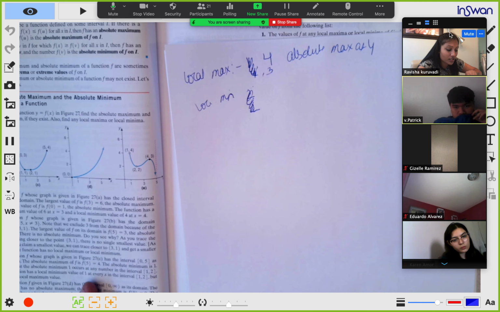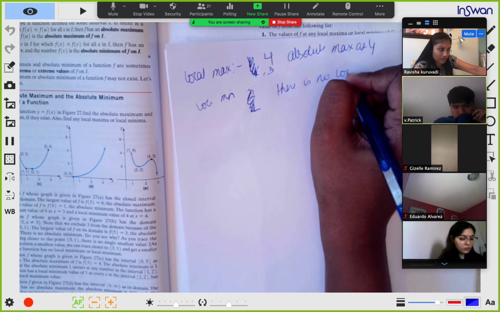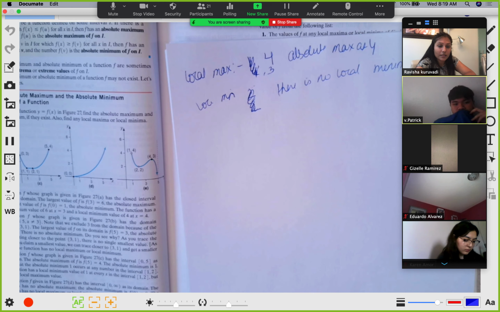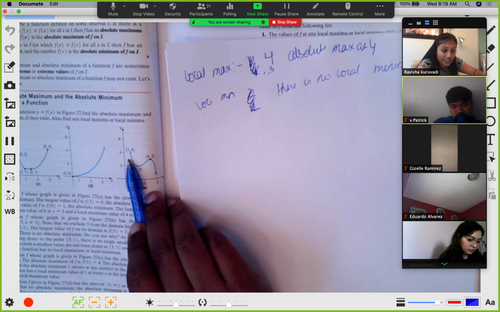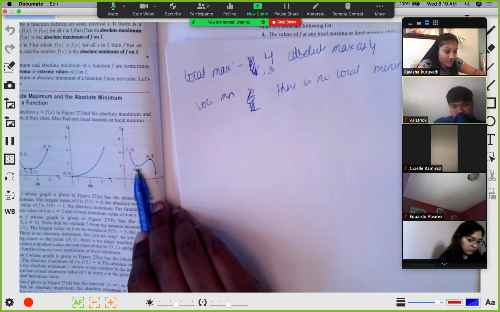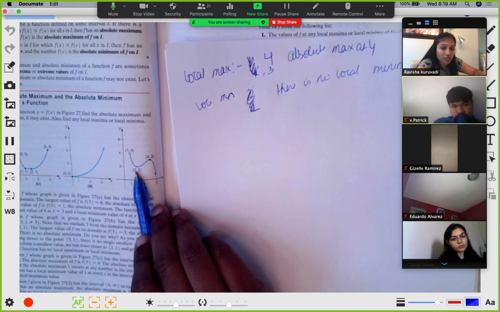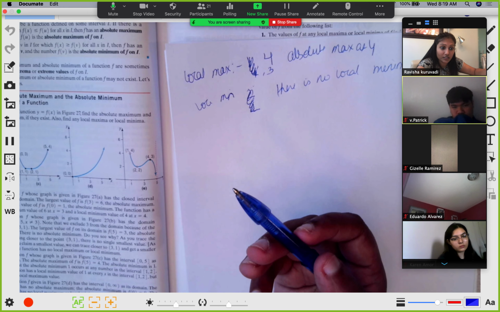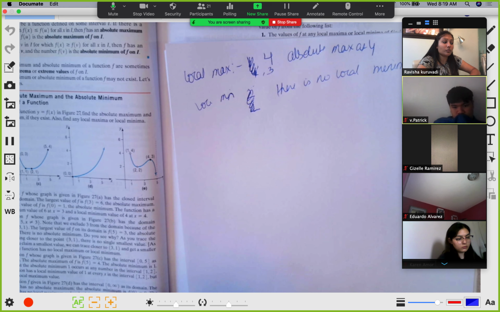And there is no local minimum. Did you get my point? So note, everyone here, if there are open circles, those points are not included. Colored circles, those points are included. If it's open circles, those points will not be considered as maximum or minimum because they're not even part of the graph. Any doubt with maximum or minimum?